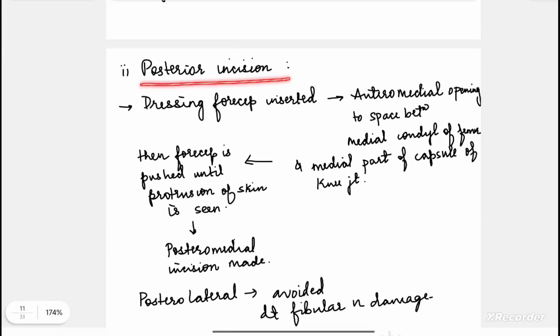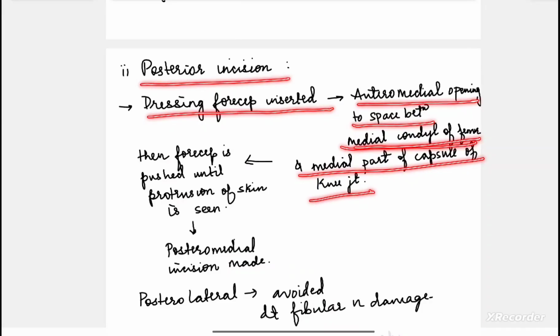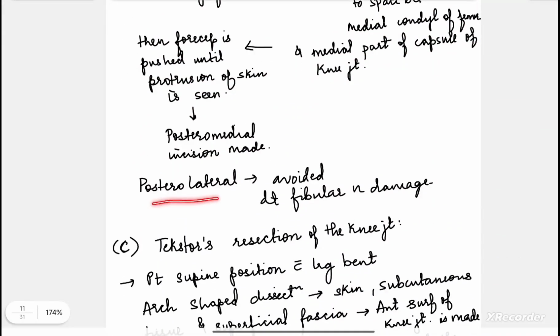For the posterior incision, dressing forceps is inserted through the anteromedial opening to the space between the medial condyle of the femur and medial part of the capsule of the knee joint. Then forceps is pushed until the protrusion of the skin is seen. Posterior medial incision is made. Posterior lateral is avoided due to fibular nerve damage.